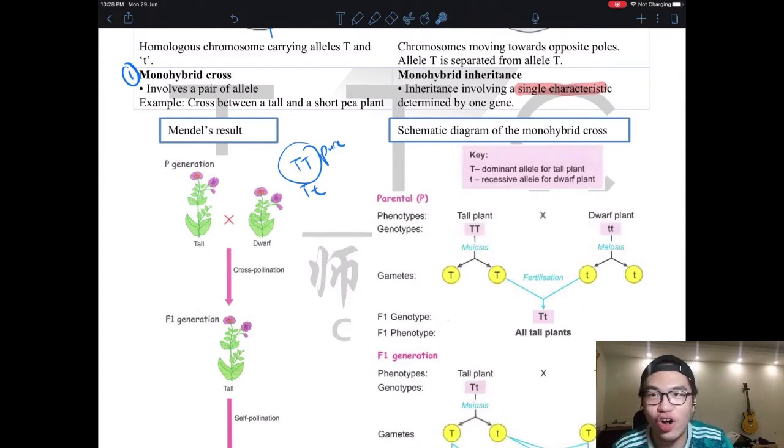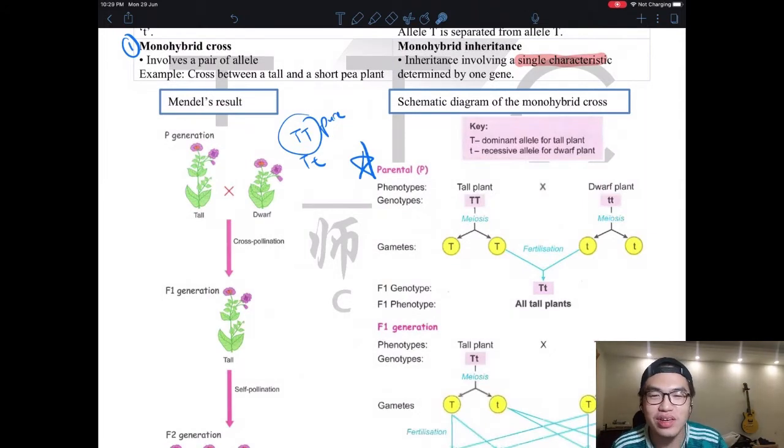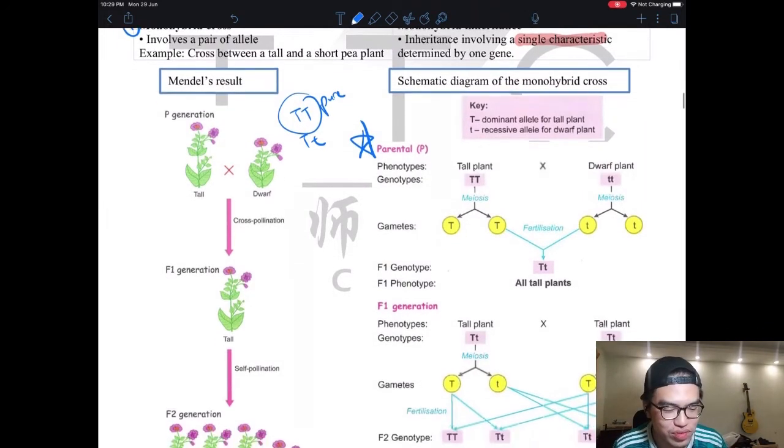A short plant is confirmed small t, small t, because if it's big T, small t, the plant will be tall, as it has a dominant gene there. A plant will only be short if it has two recessive genes, both bad genes. Only then can it show. So please learn how to draw this. In SPM they ask this all the time, and it's easy to score. You don't need to write an explanation, you just have to draw this.